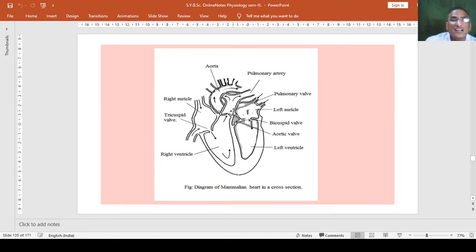In the heart, these are the four chambers: right auricle, left auricle, right ventricle. From the right auricle, there is a passage of blood through a valve called the tricuspid valve, and this one is the bicuspid valve. Two valves are there in two chambers. Through the tricuspid valve, the blood comes from the right auricle and passes into the right ventricle. From the right ventricle, it pours out in different branches.